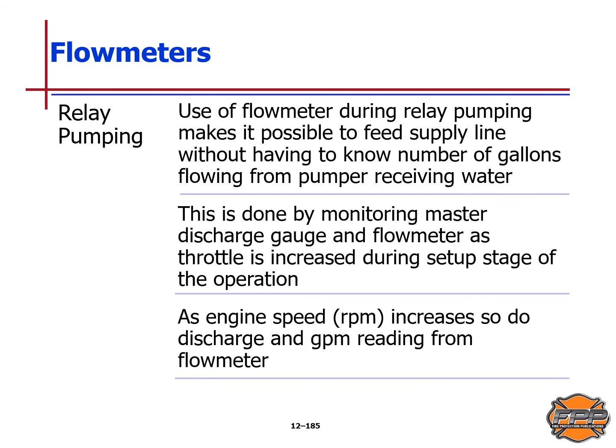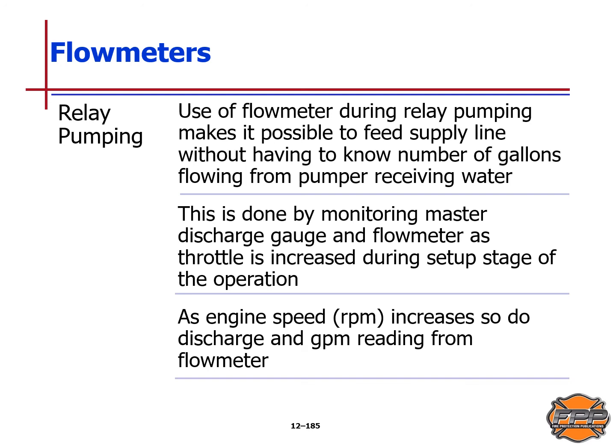Now let's discuss relay pumping. Use of a flow meter during relay pumping makes it possible to feed a supply line without having to know the number of gallons flowing from the pumper receiving the water. This is done by monitoring the master discharge gauge and the flow meter as the throttle is increased during the setup stage of the operation.